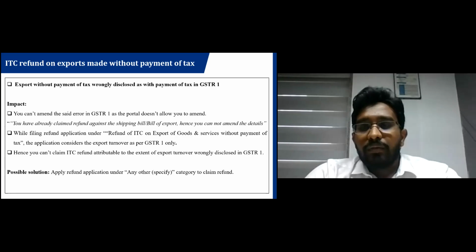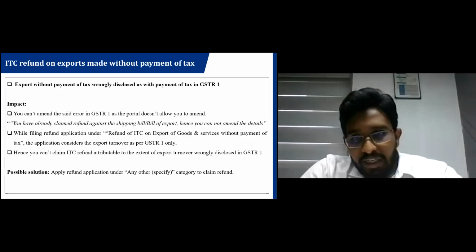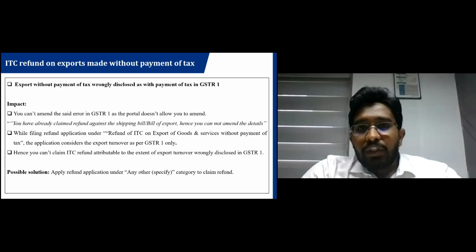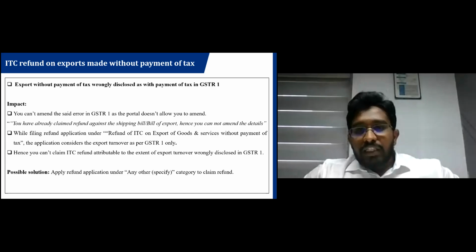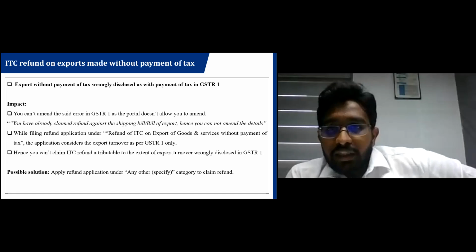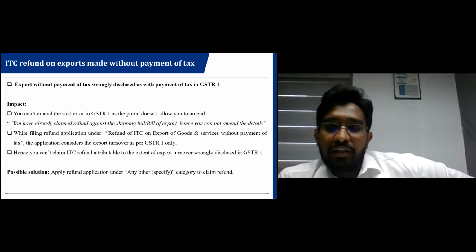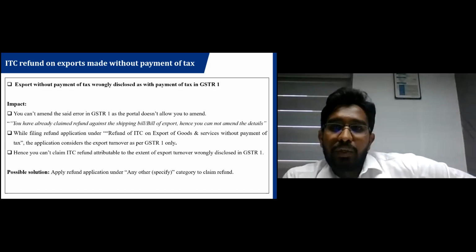So the year is closed, and I need to claim refund of accumulated ITC now. While filing the GST refund, your export turnover as per the GST portal is only in proportion to the 7 invoices which were disclosed as without payment of tax, because you are claiming refund under the option of without payment. The system won't consider the 3 invoices in which you made a mistake as export turnover. Such 3 invoices won't be considered for the computation of export turnover.